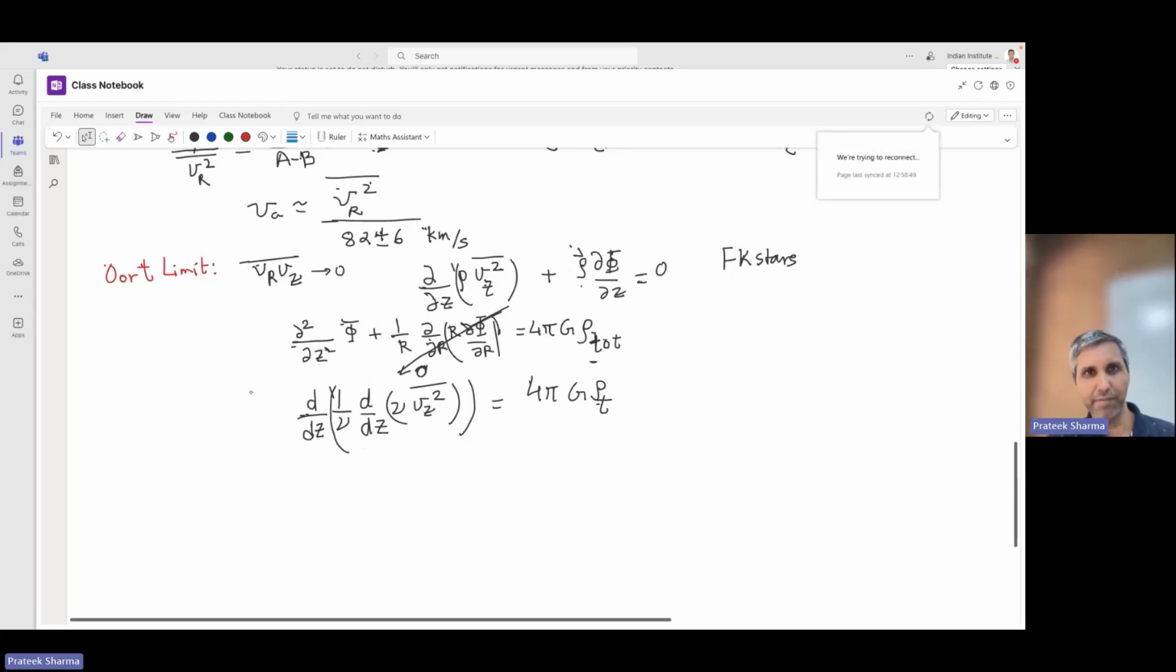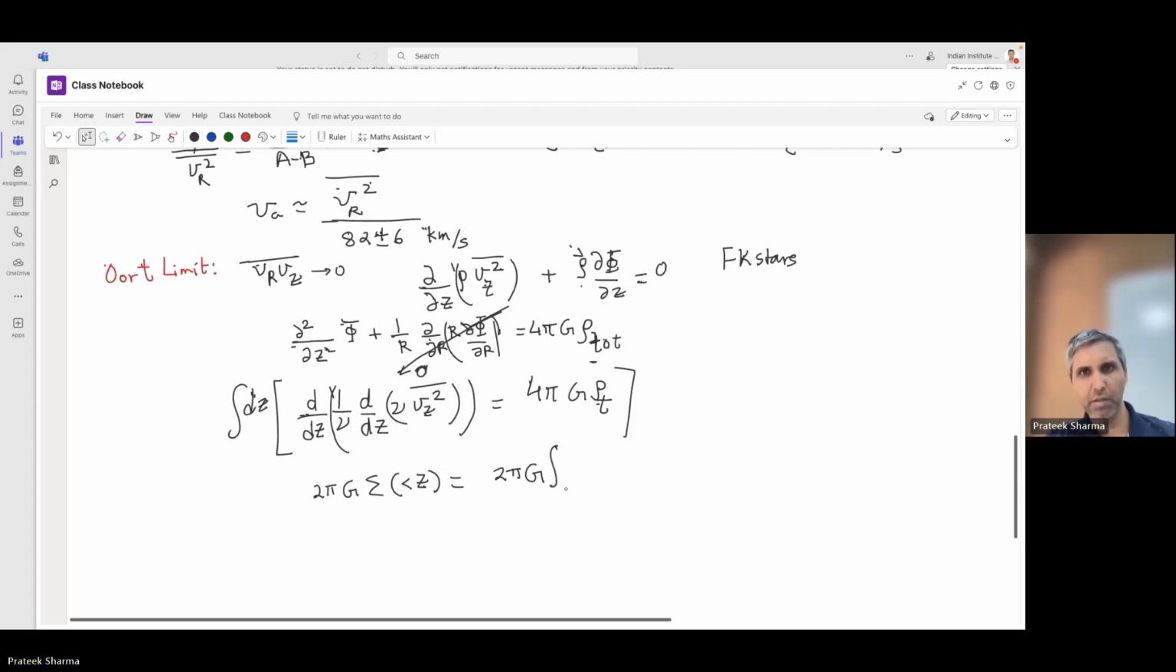So what you do is you integrate it over Z and write it in terms of the surface density. What you get, assuming symmetry in plus Z and minus Z, is 2 pi G sigma, the right hand side, less than Z, is equal to 2 pi G times the integral from minus Z to plus Z of rho Z prime dz prime. This is equal to minus 1 by nu d dz of nu sigma z squared.